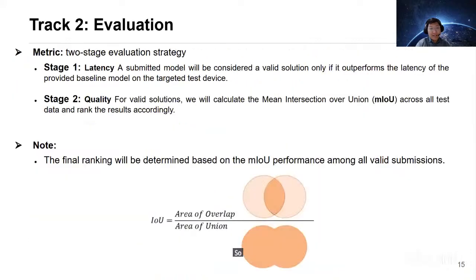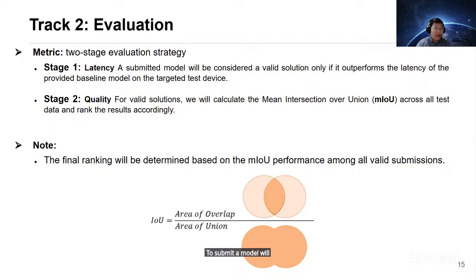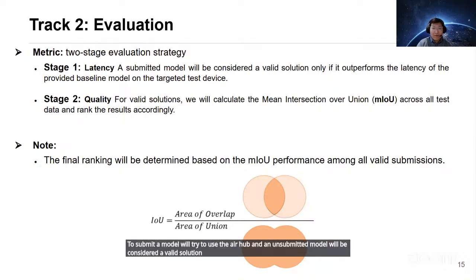So next, how we do the evaluation is that we adopt a 2-stage evaluation strategy. For stage one, the latency, we will use the Qualcomm AI Hub to measure the model latency performance on the real mobile chips. And all the submitted models will try to use the AI Hub, and a submitted model will be considered a valid solution only if it outperforms the latency of the provided baseline model.